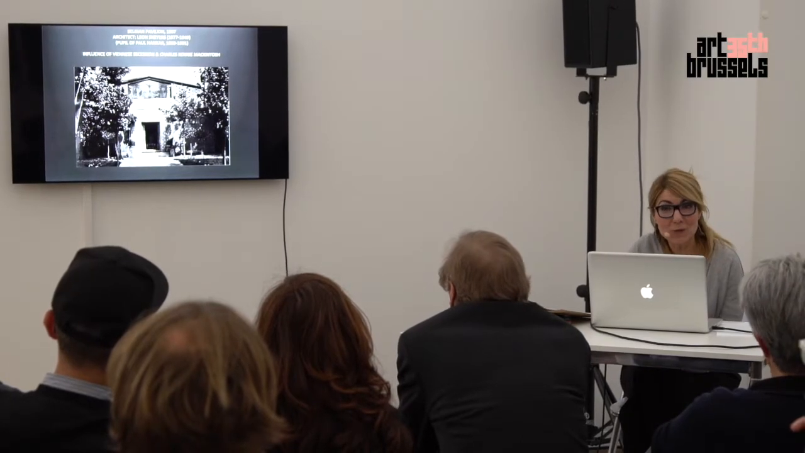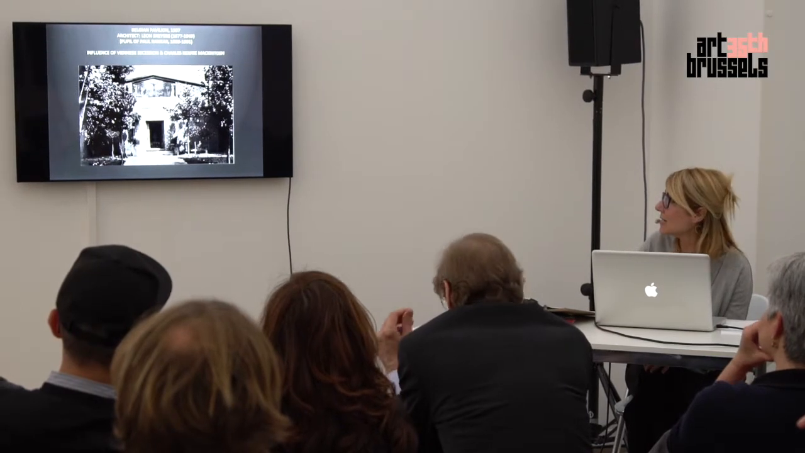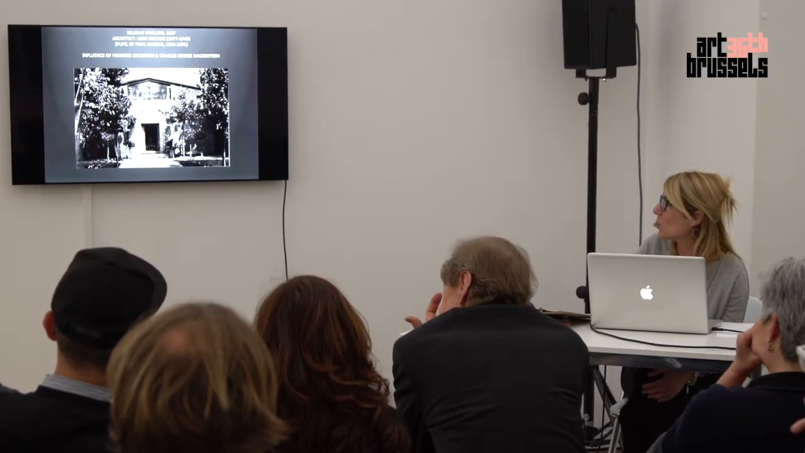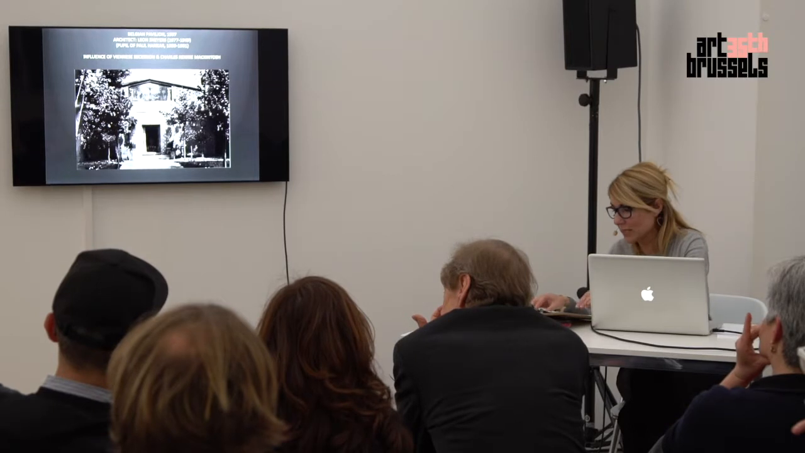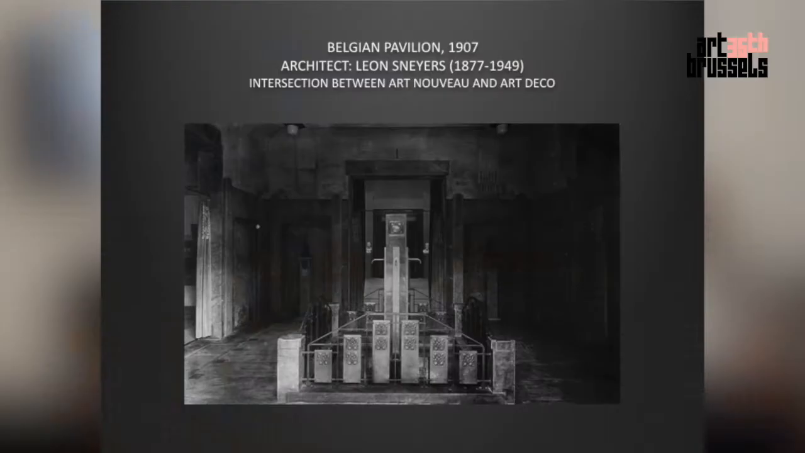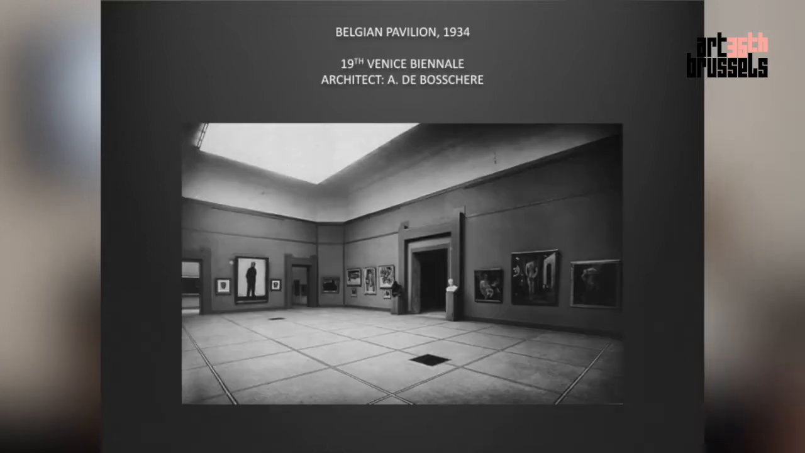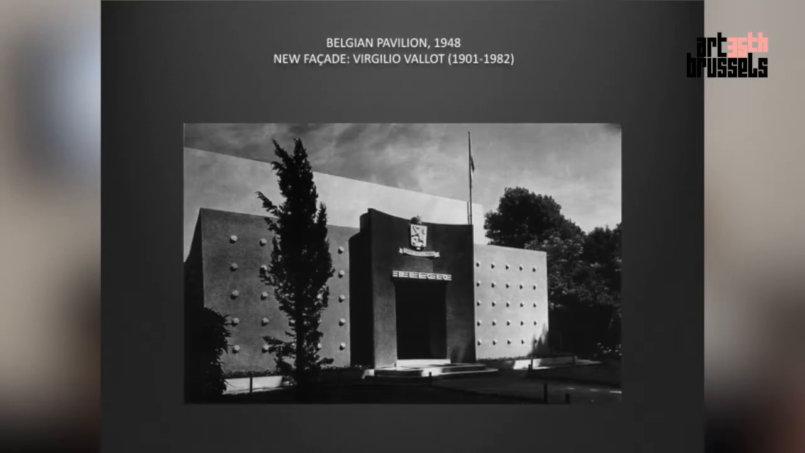It was built by King Leopold II, a year before his Congo Free State was handed over to the Belgian state, following an international uproar on his Congo policies. And so the pavilion basically took this history as its point of departure. Here you can see the evolution of the architecture. And this is what the pavilion looks like today, with the last intervention made in 1948.